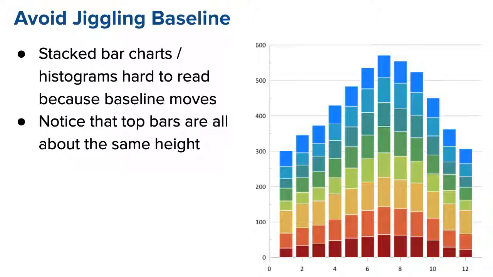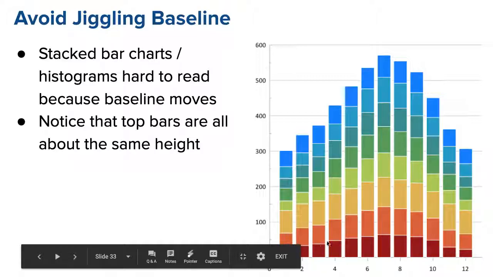My third subpoint within perception is to avoid a jiggling baseline. By jiggling baseline, I mean that you should try to align your bars or your lines wherever possible. Okay, so in the stacked bar chart I have here on the slide, you see that the bars' baselines change. Every bar except for the red bar at the very bottom of the stacked bar chart has a different baseline. What I mean by that is the bottoms of these orange bars change as the tops of the red bars change.